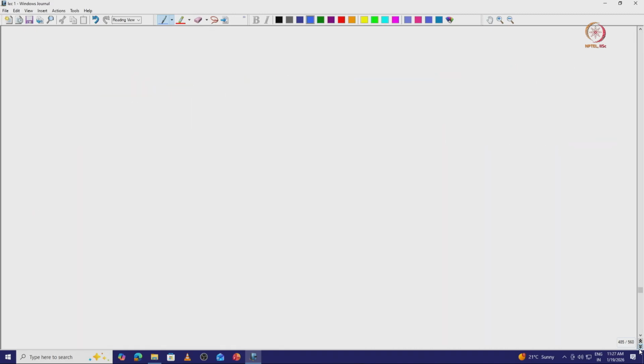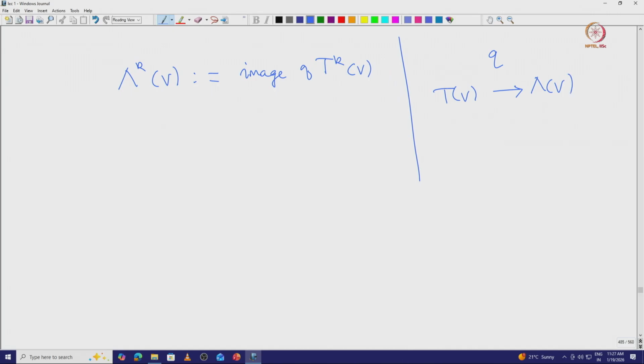So, what is this lambda k? Let me just recall the definition. This is naturally the image of T^k V. Okay. So, that is your lambda k. So, recall there is this quotient map from T of V to lambda of V, and T of V is indeed the direct sum of T^k V, k ranging from 0 to infinity.